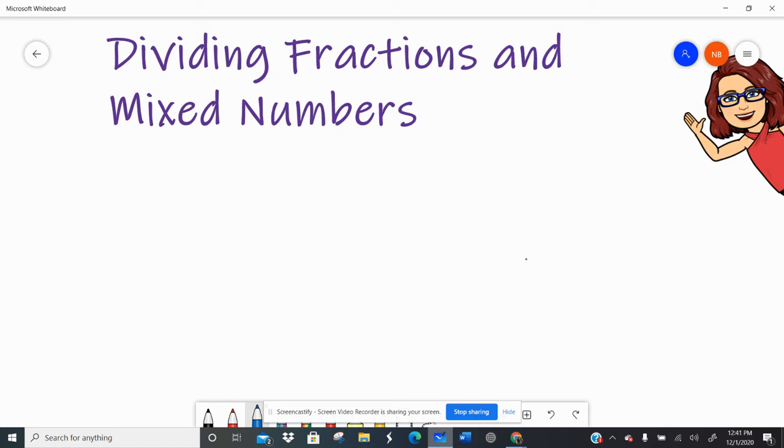So say I have 2/3 divided by 4/5. All right, 2/3 divided by 4/5. Well, I've checked to make sure I have a fraction and a fraction, right? Okay, so I do. I have two fractions. 2/3 is a fraction, 4/5 is a fraction. So no mixed numbers, no whole numbers. So I'm good to go.